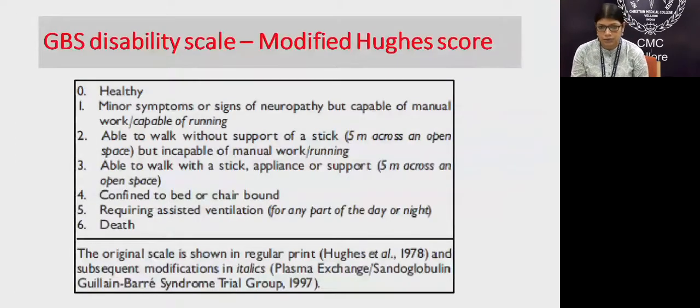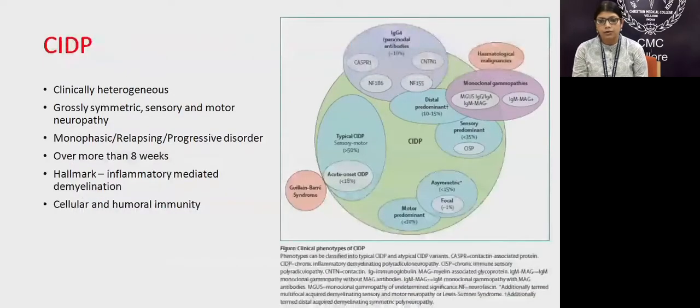Just for your information, there is a GBS disability scale. Here we follow the modified Hughes score. It helps us to prognosticate at 3 months and 6 months what will be the level of disability of the patient. Now coming to the CIDP.